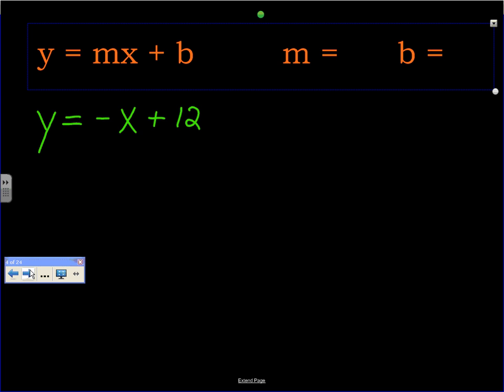In this example, y equals negative x plus 12. Well, it's easy to see that b is 12. But what's the slope? Well, we know there's a negative sign in front of x, and the number in front of x is the slope. And what number is in front of x? It's your negative 1. It's the invisible 1. So in this instance, negative 1 is your slope. B is 12. Your y-intercept is 12.